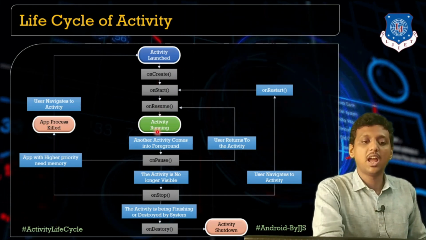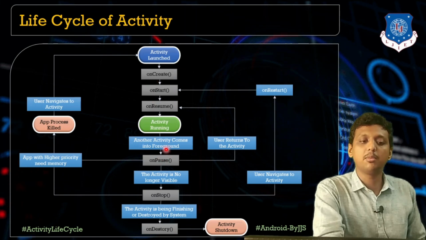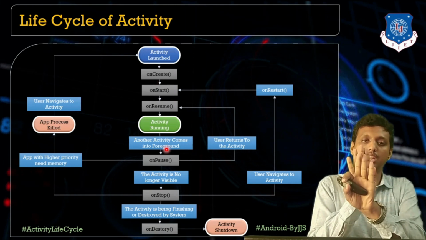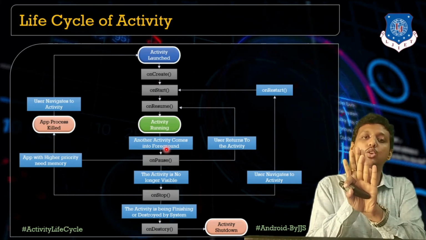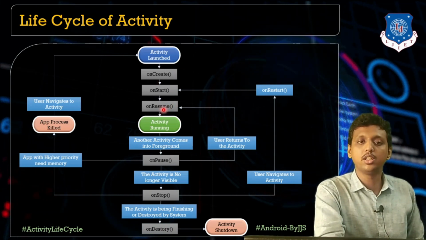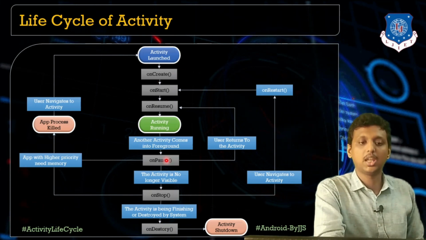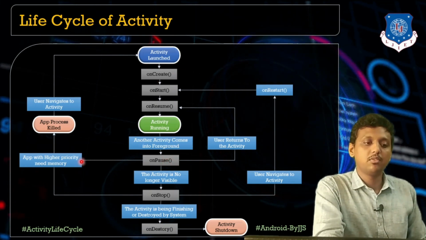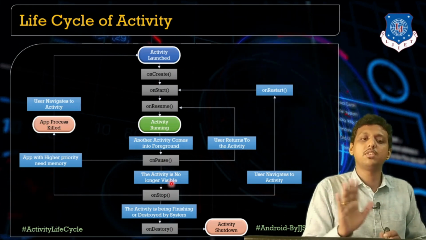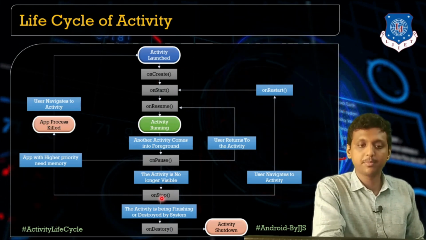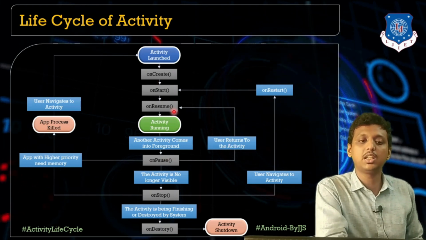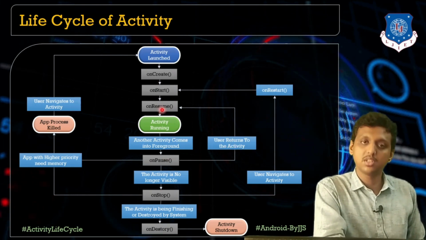Now what happens after that? When another activity comes in front of activity 1, see this is activity 1, activity 2 comes in front of it, then the activity goes from onResume to onPause. Next, from the pause, when the activity is no longer visible to the user, it just goes to the stop. Otherwise, when you get back to activity one, it will return to the first activity, currently working in the onResume state.